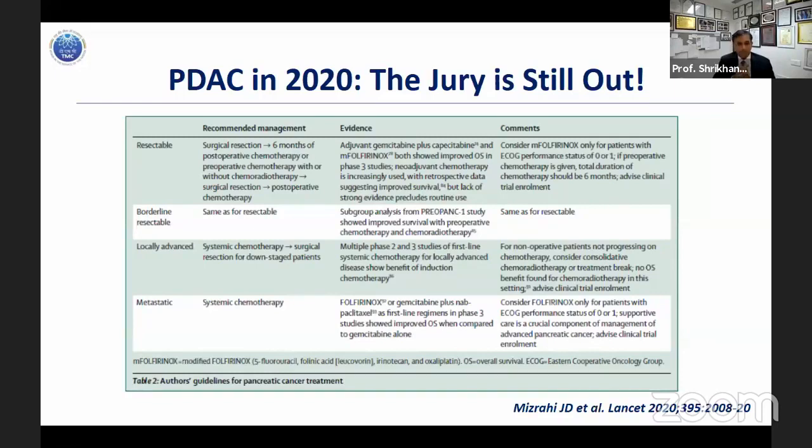In borderline resectable, we would be inclined more towards neoadjuvant and then reassess, despite the fact that the PREOPANC study showed only a subgroup analysis with improved survival, but otherwise there has been no clarity as far as level 1 evidence is concerned for borderline resectable disease.